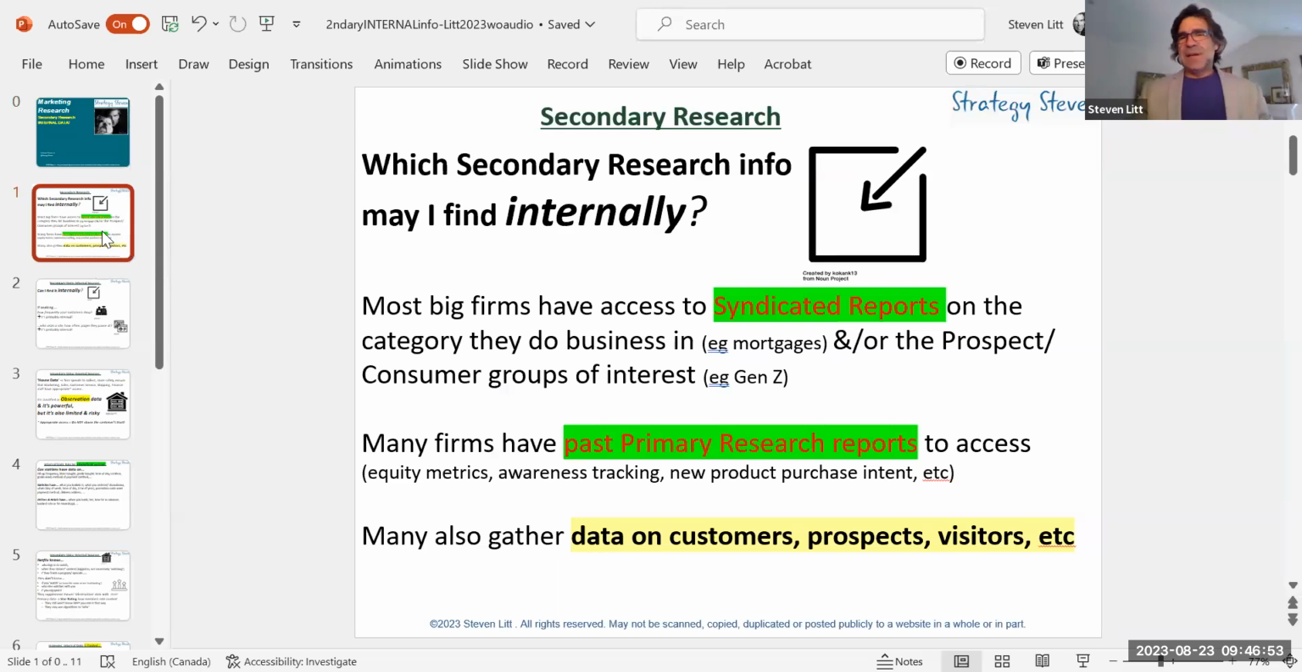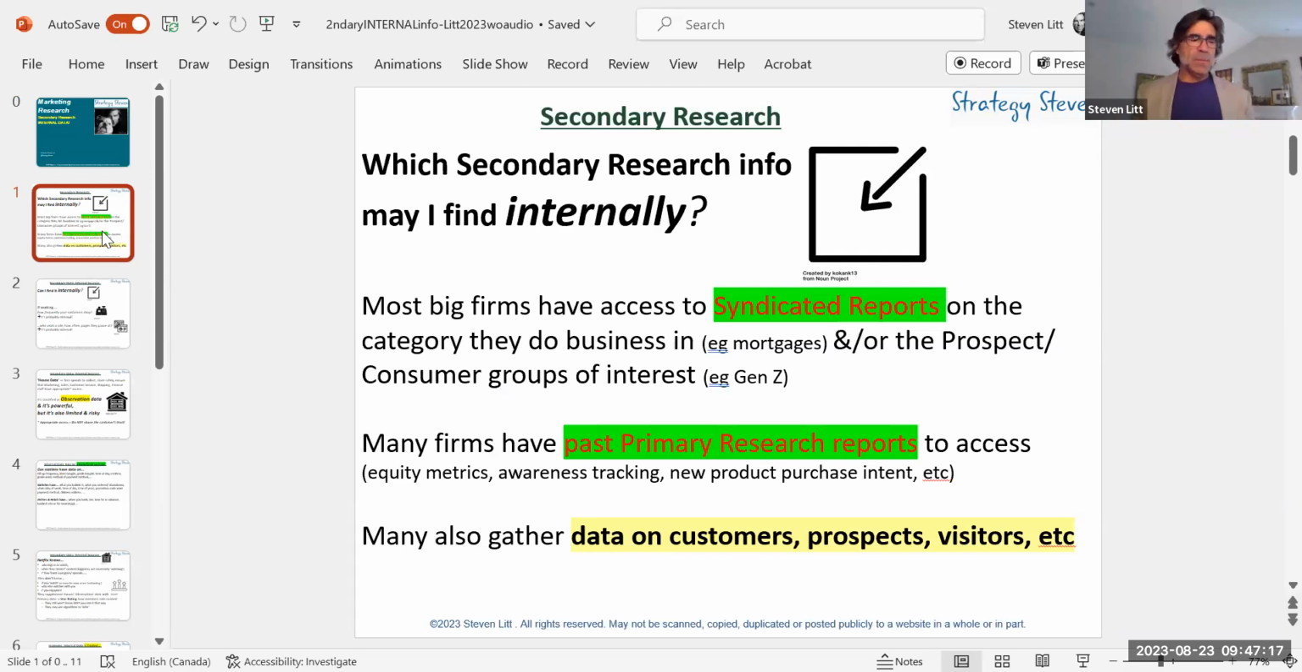What secondary research types of data can I find internally? Typically, if you're with a medium to larger sized company, you can find a syndicated report or two. That could be Mintel, MarketLine, Packaged Facts, etc., on your category or on the consumers that are of interest to you. You might also find past primary research reports.